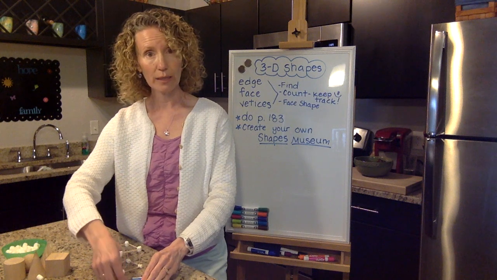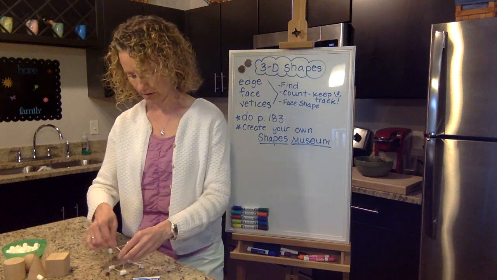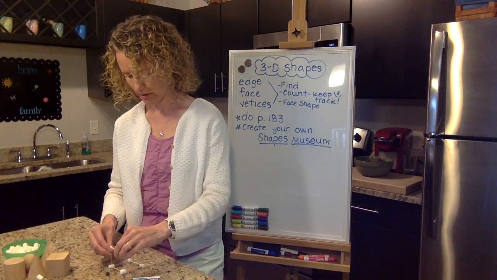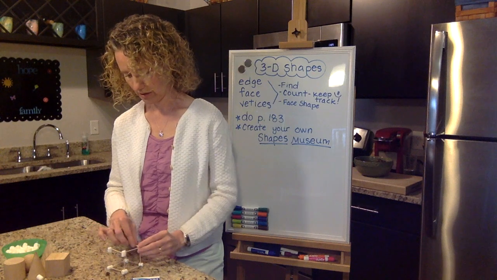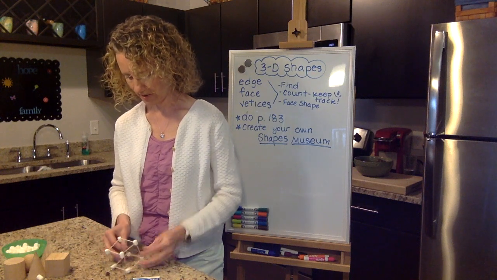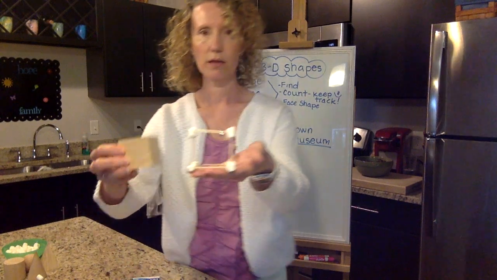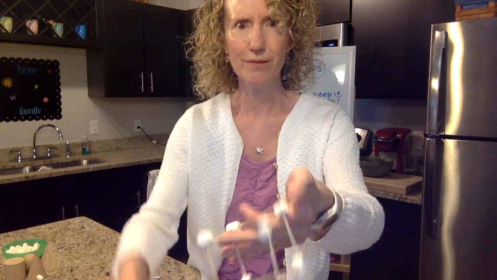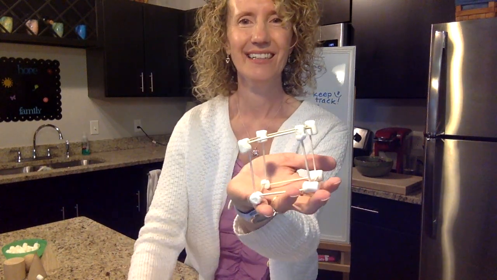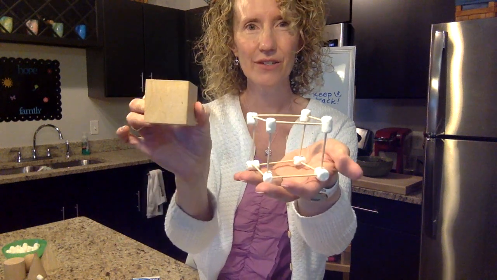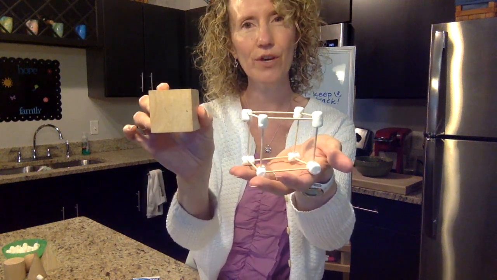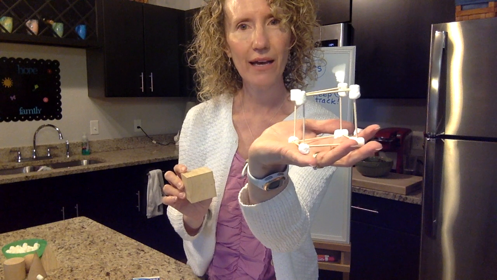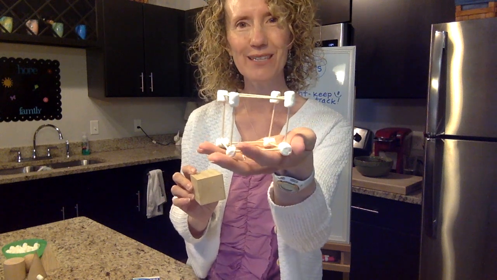And this is a little wiggly. Here we are. Here, let's compare. Whoops. Oh. There you go. There's the cube, the sample cube made out of wood. And here's my cube made out of toothpicks and marshmallows.